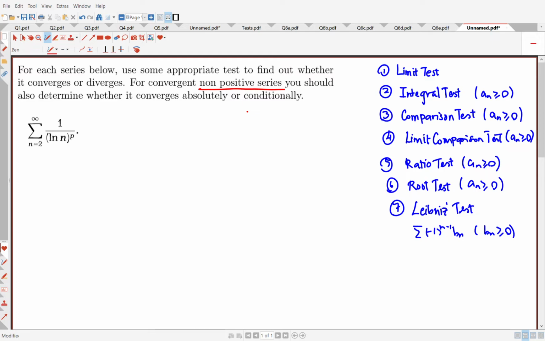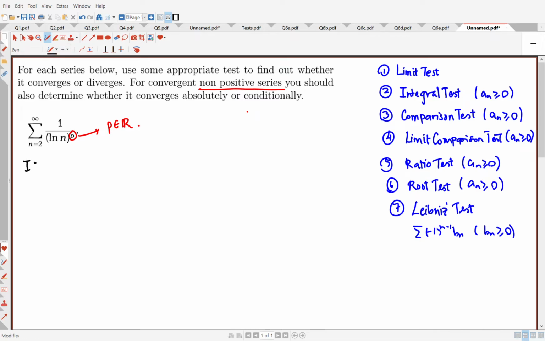So yeah, but here we have this P, and this P should be a real number. Okay, so we need to find for all P whether this sum converges or diverges. Okay, so let's split into two cases.